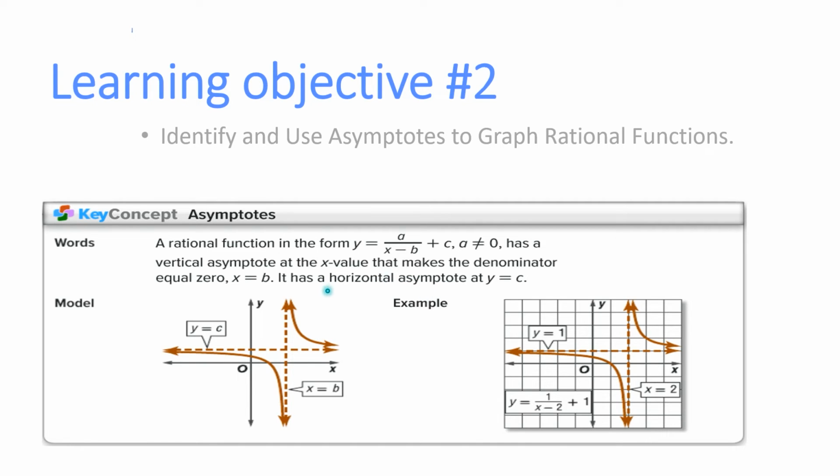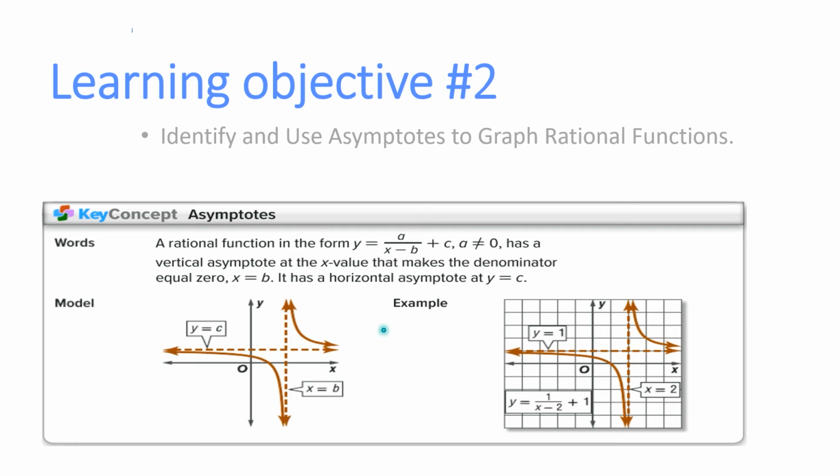When do we get a vertical asymptote? A vertical asymptote occurs at the x value that makes the denominator equal 0. Here, x minus b is the denominator, and when x equals b, the denominator will be 0. Therefore, the vertical asymptote occurs at x equals b. Similarly, as per the definition, the horizontal asymptote occurs at y equals c. So here is the horizontal asymptote.